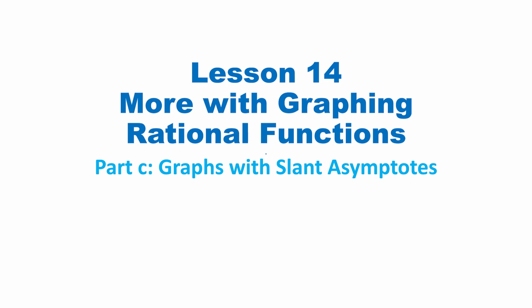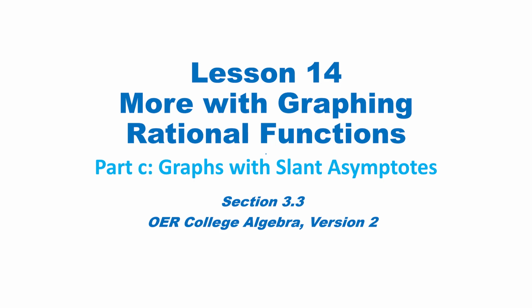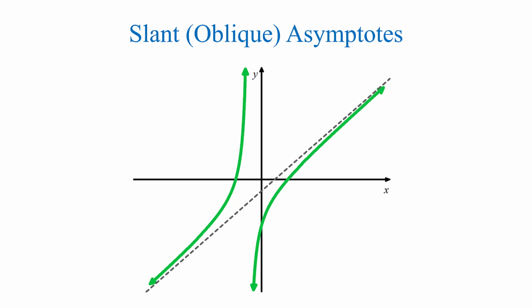In the third and final part of Precalculus Lesson 14, we continue graphing rational functions. We'll be introducing slant asymptotes here. This lesson is from section 3.3 in the College Algebra textbook. We start by looking at a slant asymptote. It would be this dashed line that you're seeing here.